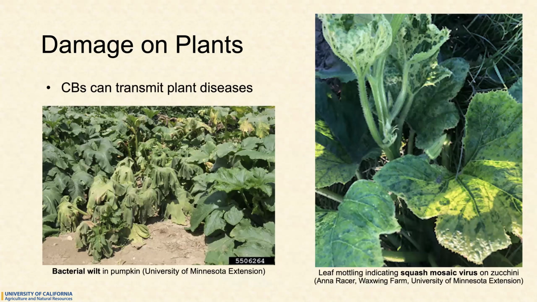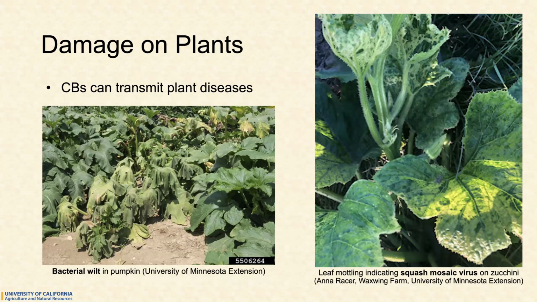And unfortunately, cucumber beetles can transmit plant diseases. So this is really important to bear in mind. Not only are they causing all that damage I just covered, but they also can carry diseases from one plant to another. On the left here, we've got bacterial wilt on pumpkin. So it really lives up to its name. You can see the wilty leaves drooping. That's a sign that you might have bacterial wilt happening.